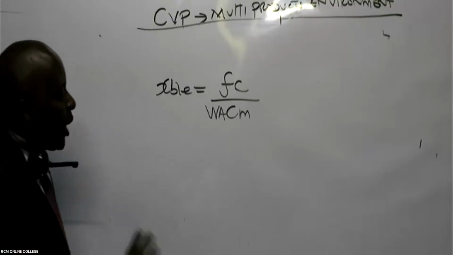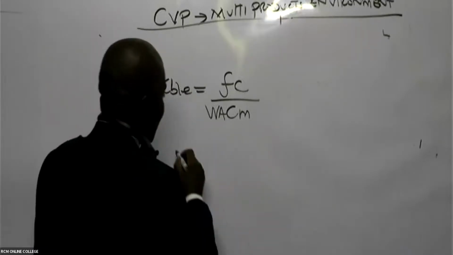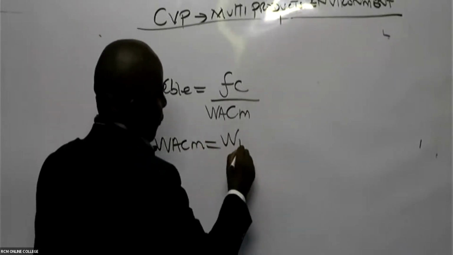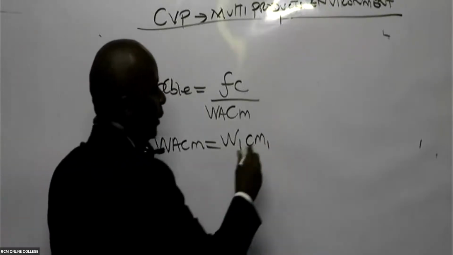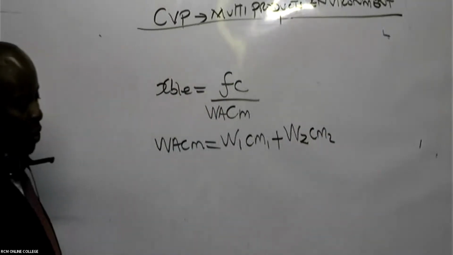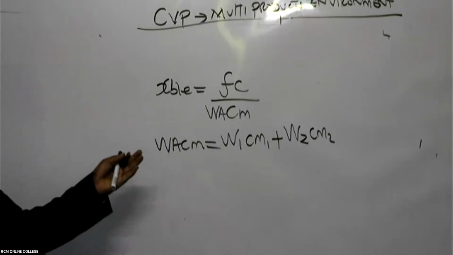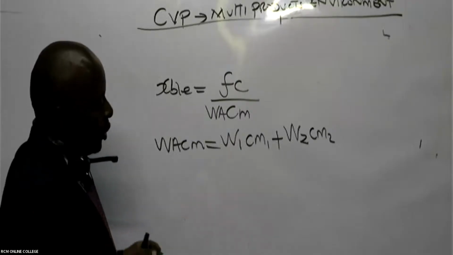So I know what will happen. Many students will not be able to know how to calculate this WACM. But WACM for my students, they love it. They know that our WACM will be equal to weight of the first product multiplied by contribution margin of the first product plus weight of the second multiplied by contribution margin of the second. There are only two. If there were three, I would have continued. So weighted average contribution margin equals weight 1, contribution margin 1, plus weight 2, contribution margin 2.